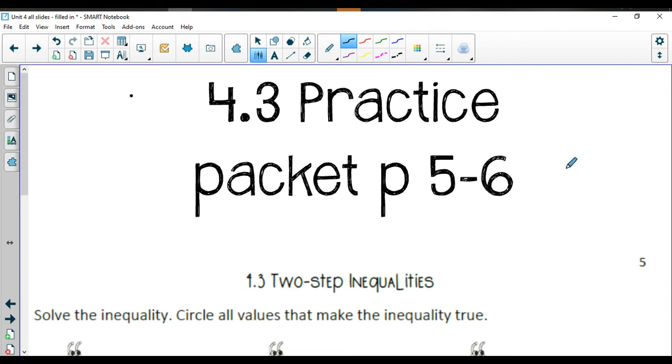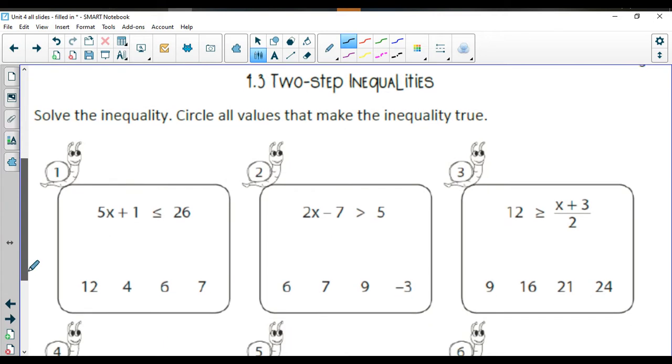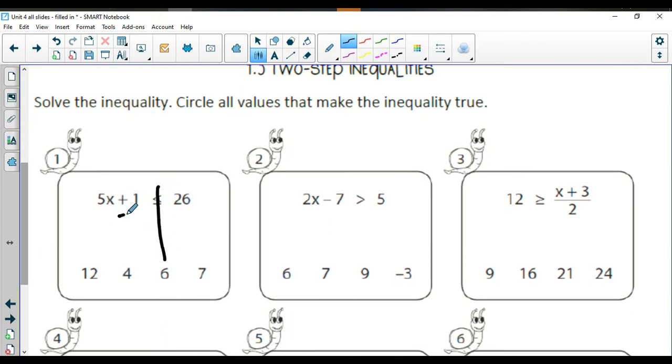This next part is 4.3, practice packet pages 5 and 6. So we're going to go ahead and start with the first ones on 5. We're going to solve our inequalities and then circle up which solutions are actually going to work here. So my first step is to go ahead and subtract 1, divide through by 5. So x is less than or equal to 5. So that 4 would work here.